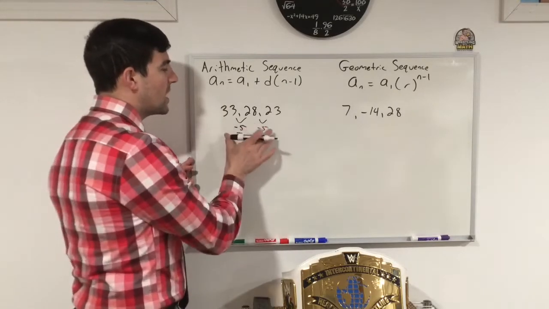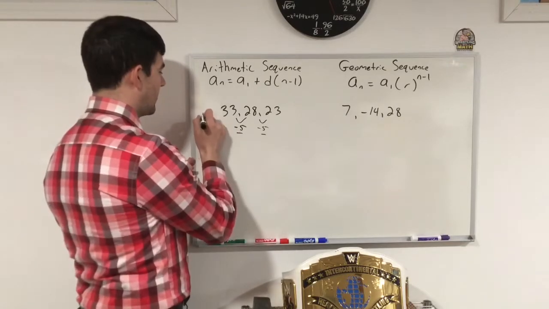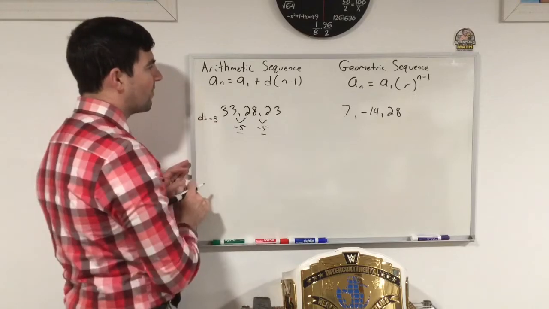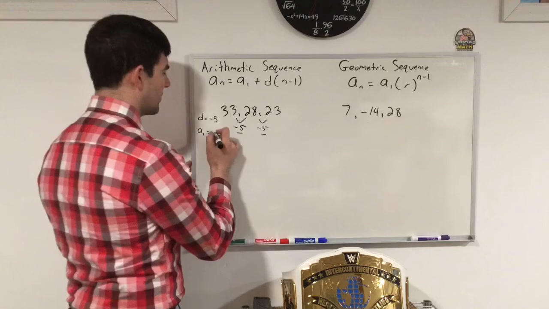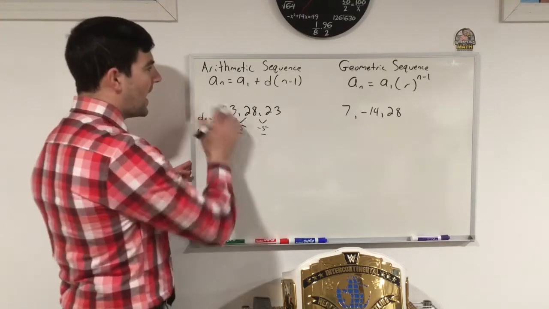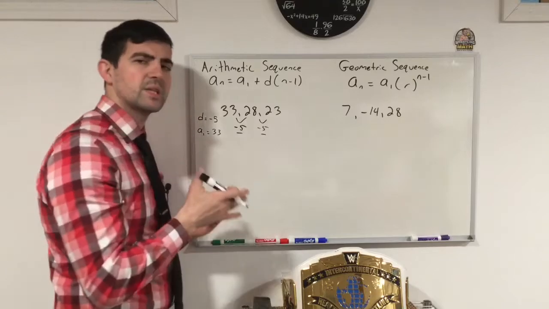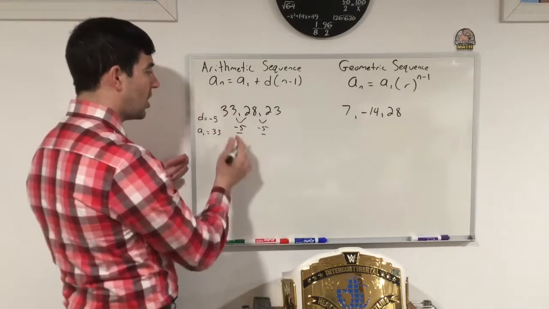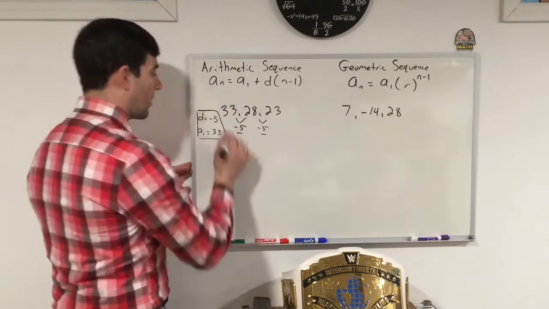The number that it's changing by is your common difference. So I'm going to write off to the side d equals negative 5. A of 1 is your first term, which in this case is 33. And that's the only information I needed. N is your term number. I'm not finding a specific term like we did previously. I'm just finding the formula. So this is the only bit of information I need, and I'm going to plug it in.